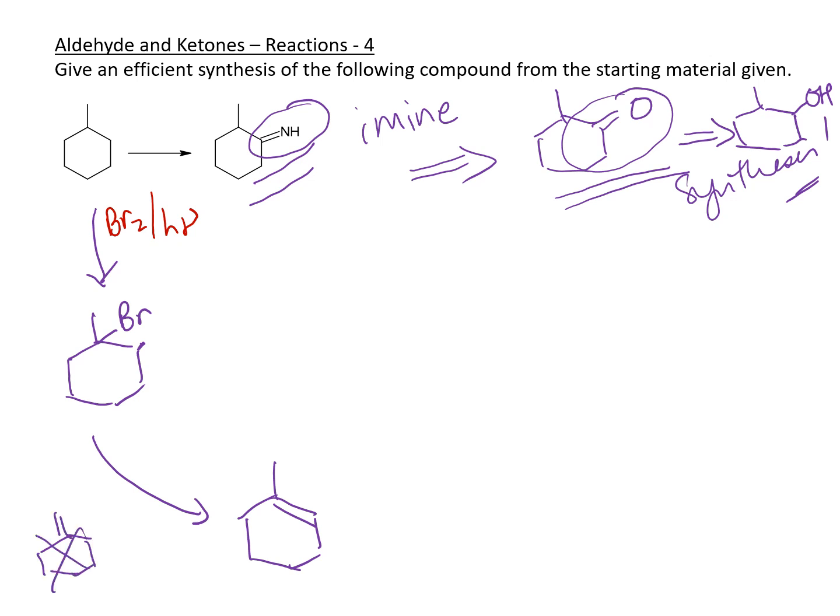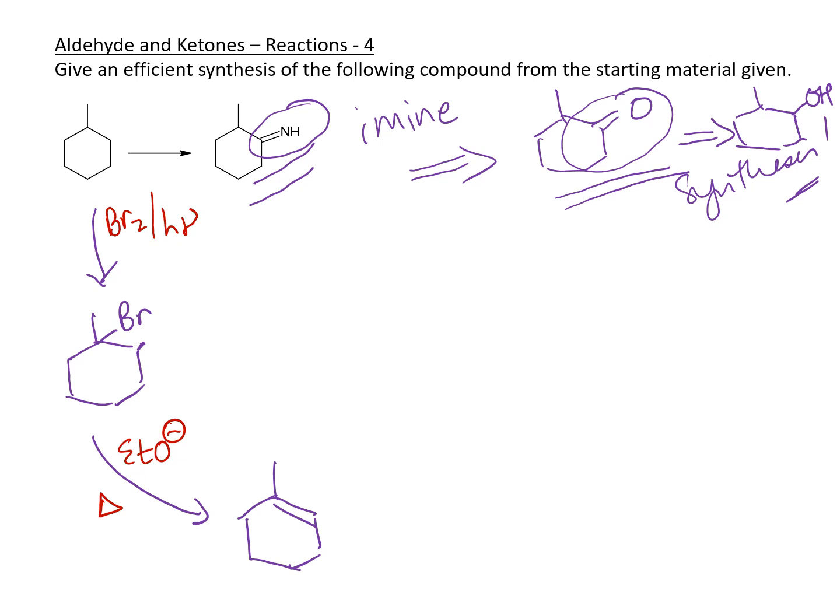What I'm trying to tell you here is you have to be careful in the kind of eliminating reagent that you use, which is a strong base in this case. So you can use ethoxide or methoxide and then heat. You need a small base. If you use a bulky base, you're going to get the Hofmann product. If you use a small base and heat, you're going to get the Zaitsev product, and that's what we want.